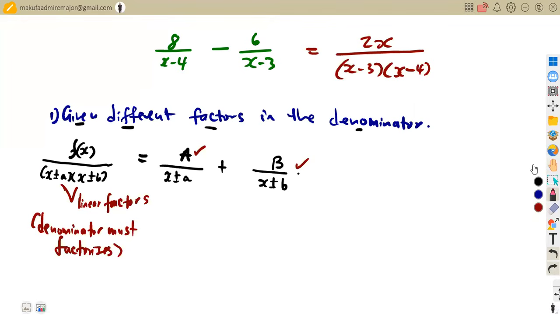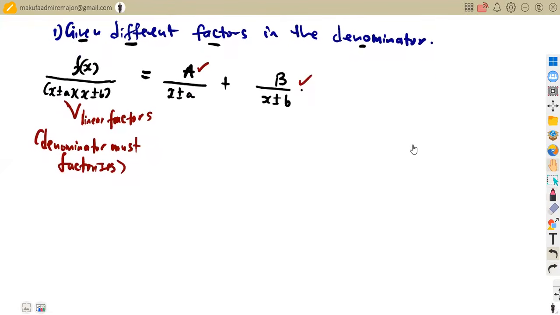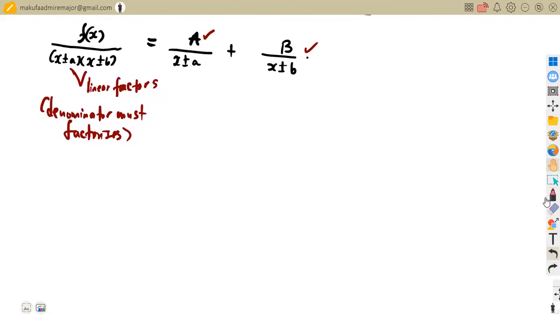So you want to check how they are going to ask these typical questions, but that is the idea that you're going to have as long as you are dealing with linear factors whereby the factors in the denominator are different. That is the condition.